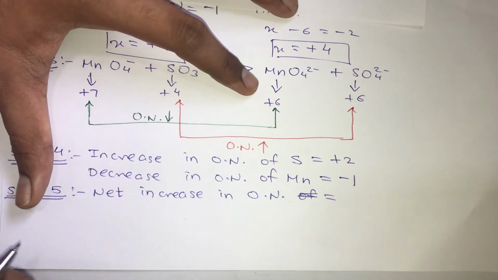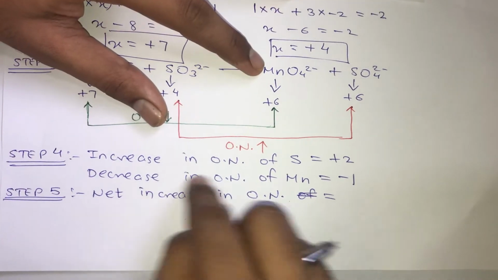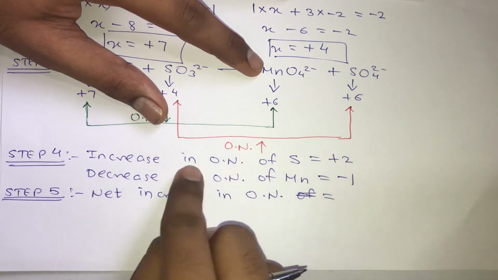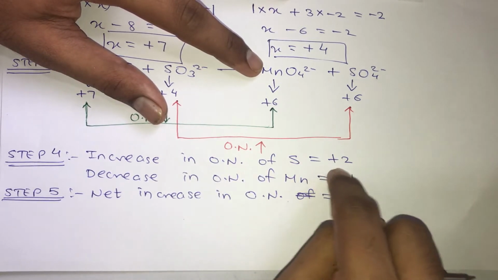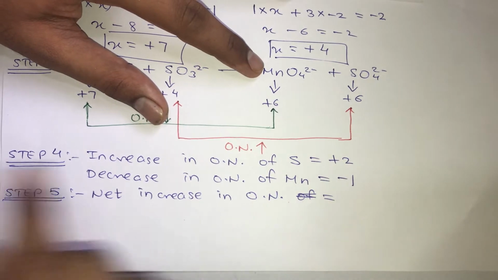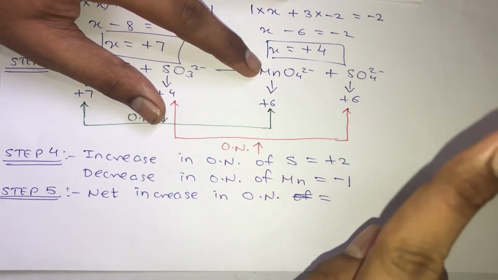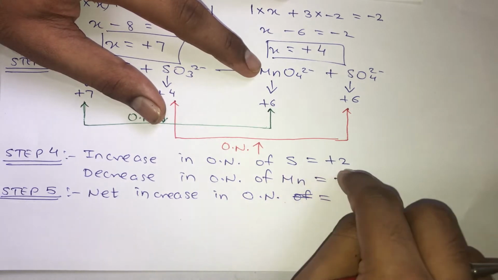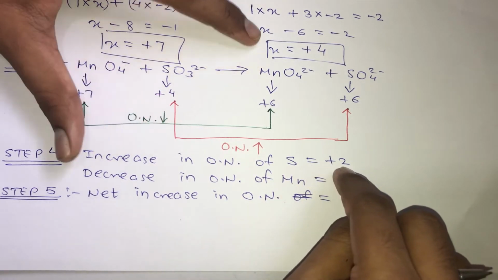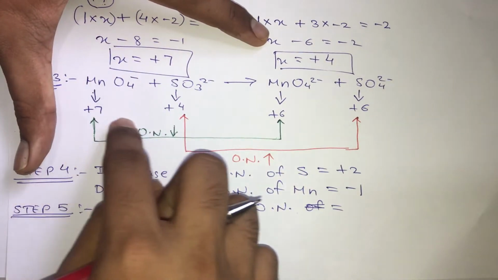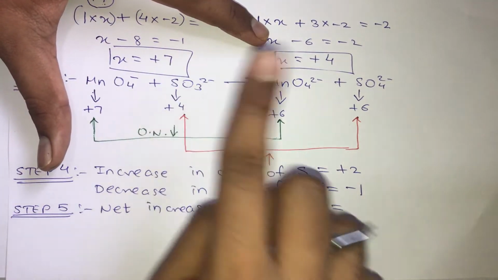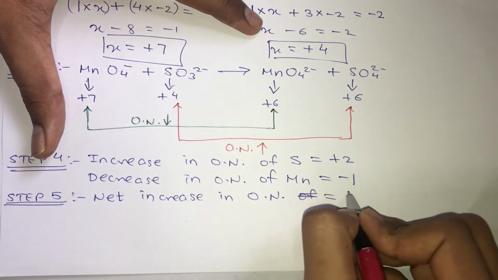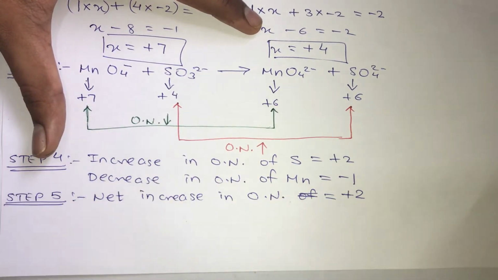So how much is the net increase in oxidation number? For one sulfur atom, the oxidation number has increased by +2. I repeat myself again, guys. For one sulfur atom, the oxidation number has increased by +2. Now how many sulfur atoms are there? There is only one sulfur atom. So the net increase will also be +2.